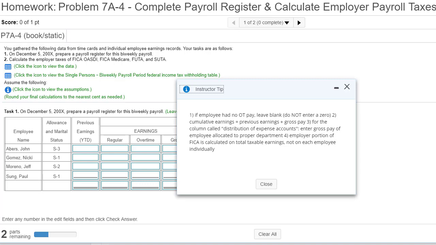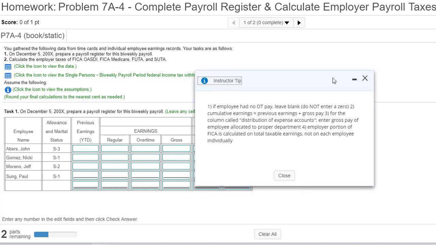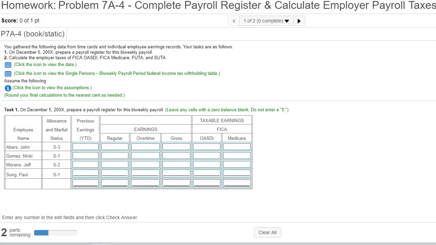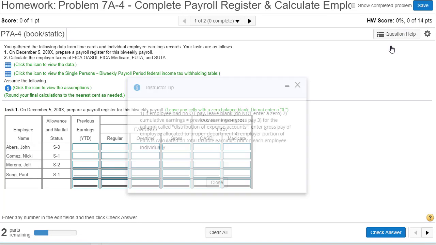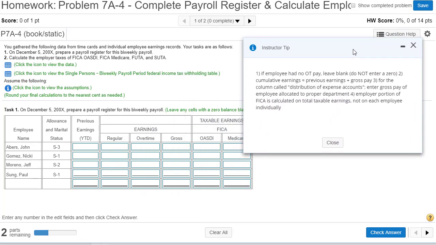Problem 7A-4, we're going to complete a payroll register and calculate employer payroll taxes. Now, if this instructor tip doesn't pop up automatically for you, then you need to go to the question help and click on view instructor tip.